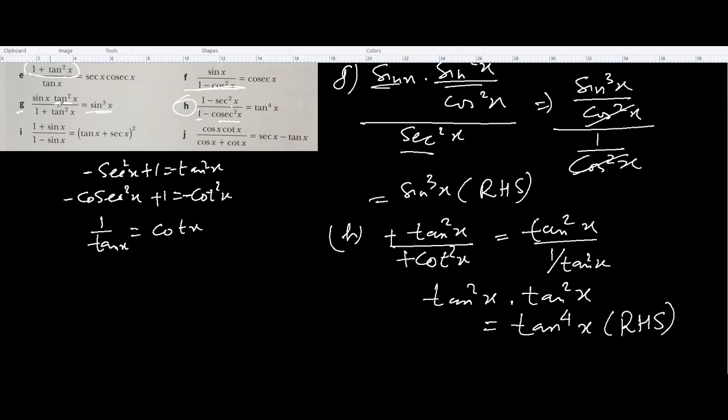Alright, what is next? I. Let's focus on I. 1 plus sin x over 1 minus sin x equal to this. Now, the right side is more complicated. Yeah, so let's focus on RHS.